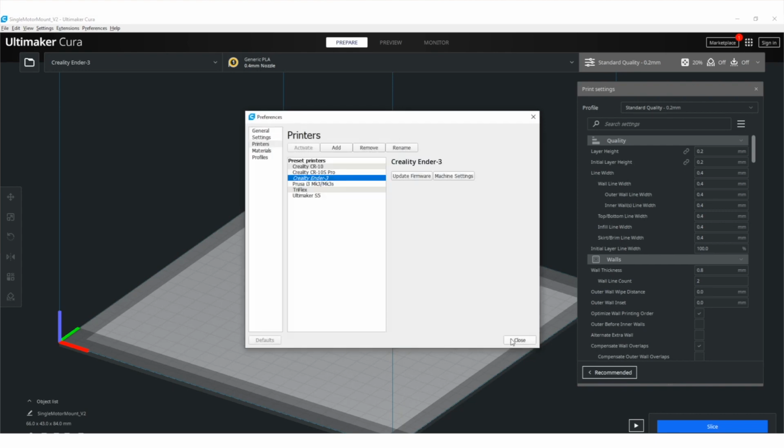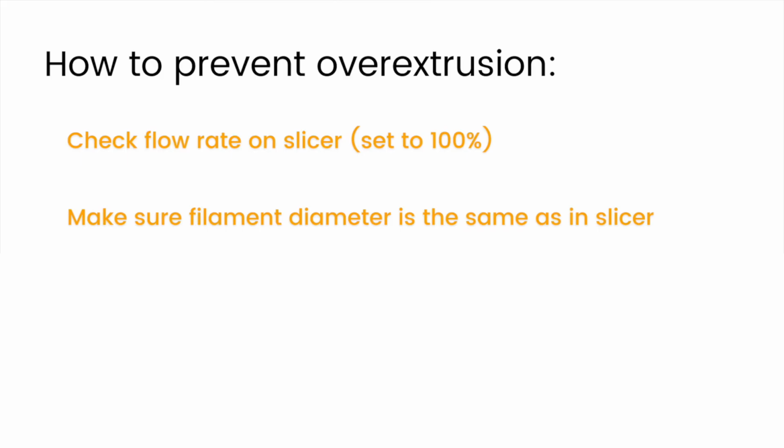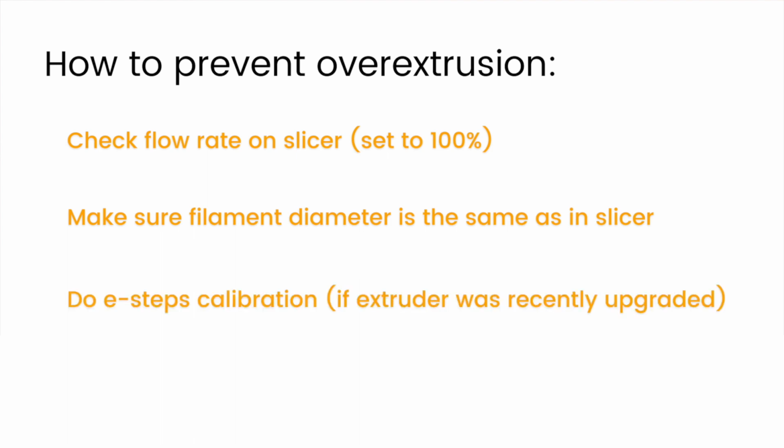If you've upgraded your extruder recently, then you need to do something called an extruder steps calibration, or more commonly called E-steps calibration. E-steps is the firmware value that tells your extruder motor how far to turn to push 1 millimeter of filament. If you don't know how to calibrate this setting, there are tons of guides online. Just Google E-steps calibration and you should be good to go.